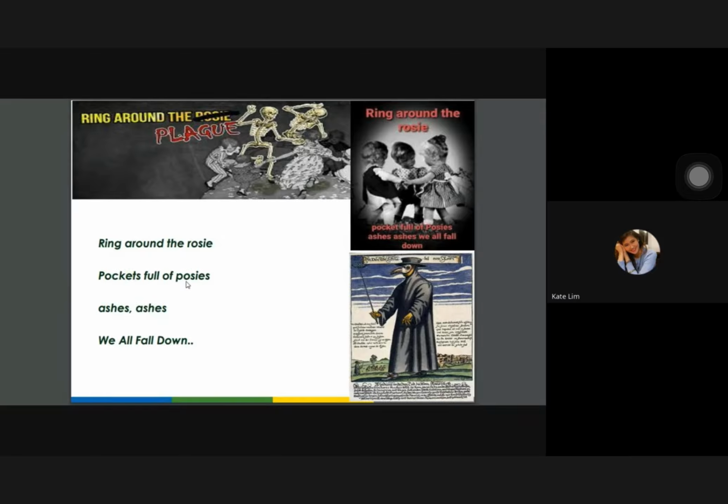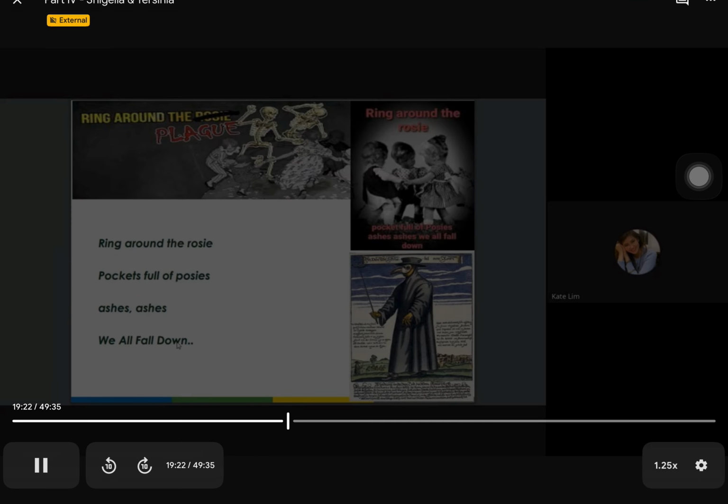In here, Ring Around the Rosie refers to the characteristic rash of rose-colored spots. This nursery rhyme is very famous to children in kindergarten. So we have your pockets full of posies. Why was it referred to as pockets full of posies? Because posies at that time were carried to mask the foul odors associated with the disease. And ashes, we all fall down, actually refers to the practice of burning the clothes and belongings of plague victims to prevent the spread of the bacterium, or of the infection.